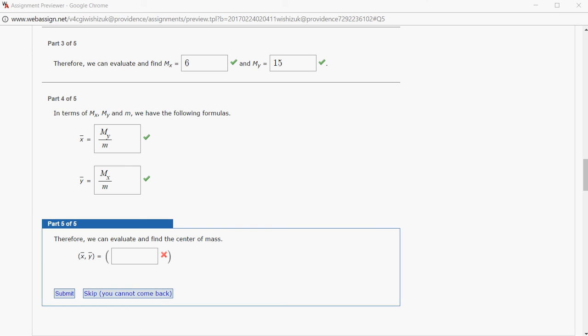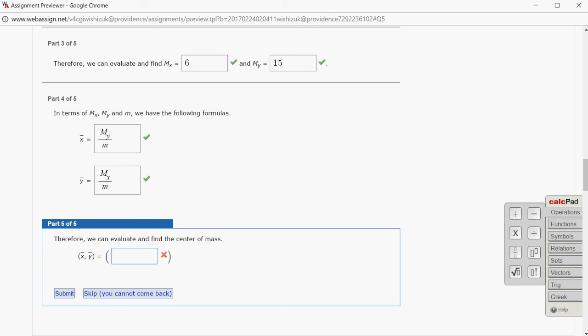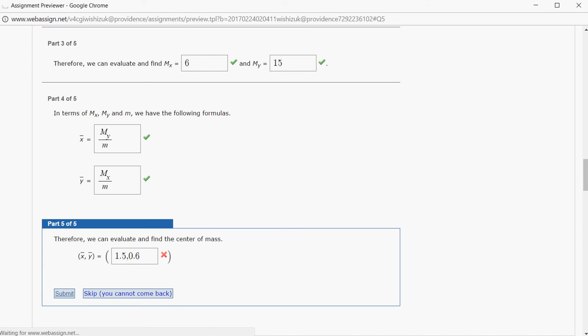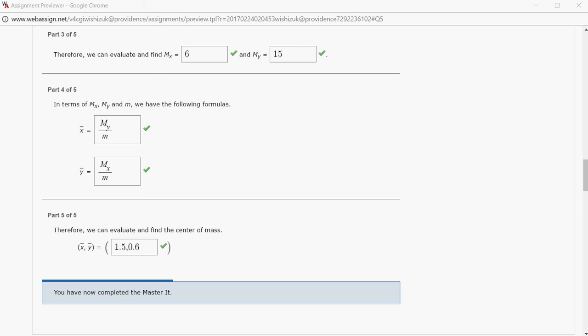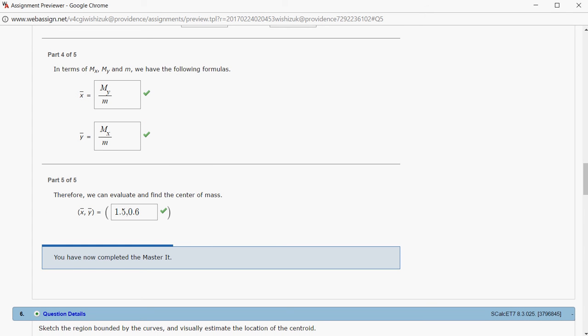Alright, then we have x bar is going to be 15 divided by 10, so 1.5, comma, and then 6 divided by 10, so 0.6. Alright, let's submit. Alright, it came back and looks like we got this one correctly.